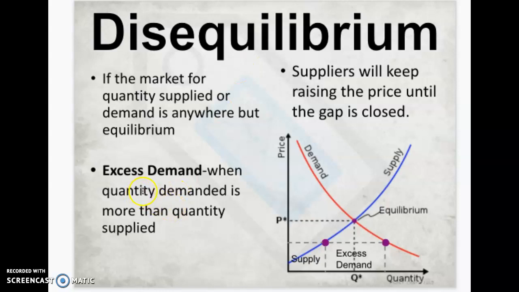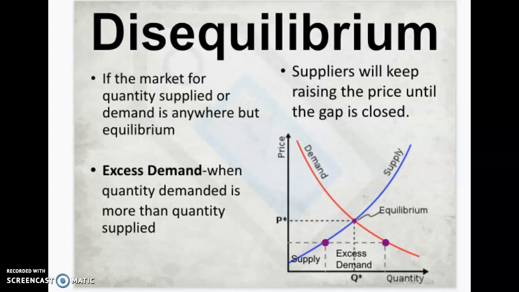In this particular case, we are showing excess demand. That means that the quantity demanded right here is greater than the quantity supplied. The red curve represents demand and the blue curve represents supply, and if this was the case at this particular price point right here, quantity demanded is greater than quantity supplied. So we have too much demand. And so what suppliers will do is keep raising their prices to try to get to this equilibrium price.